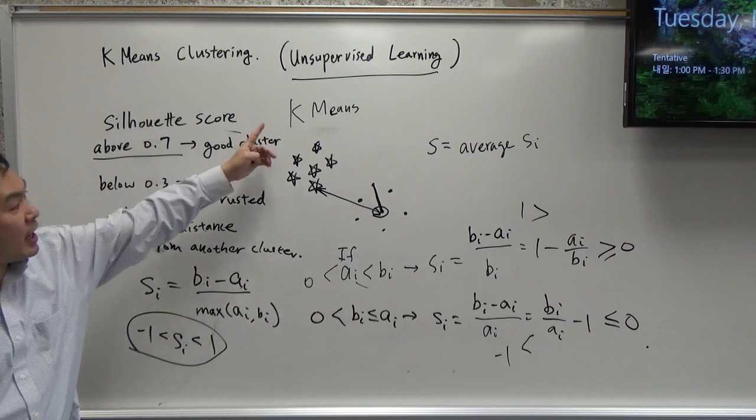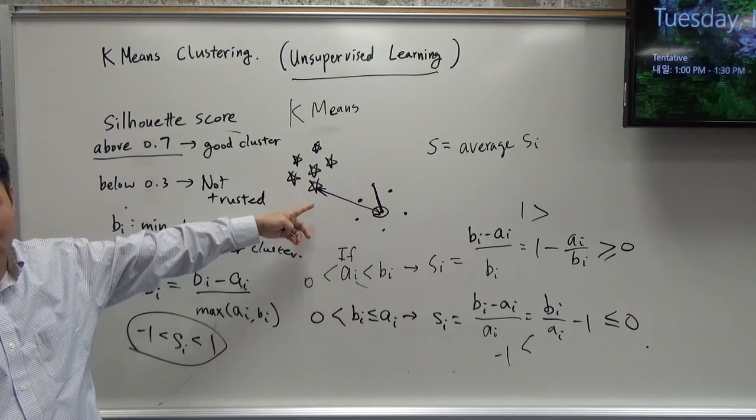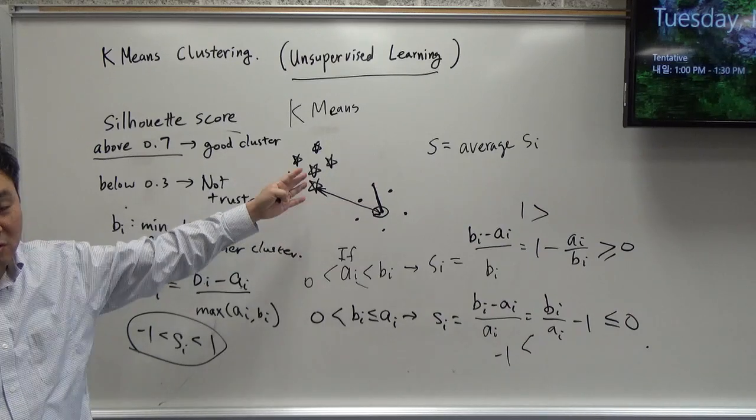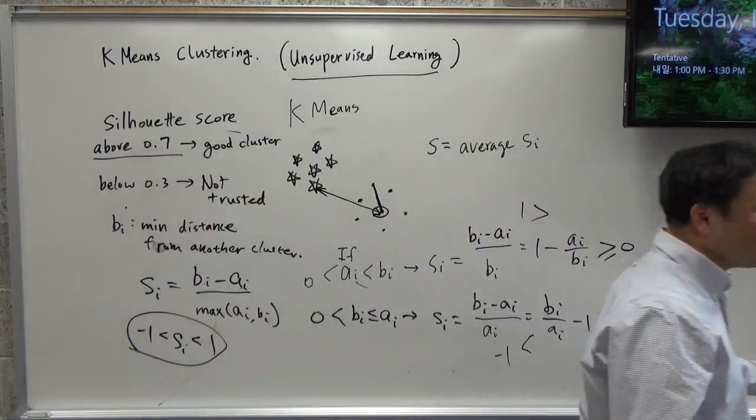If you follow K-means, you'll always have a positive silhouette score. You'll never get negative just because of the algorithm. Okay. Do you have any questions?